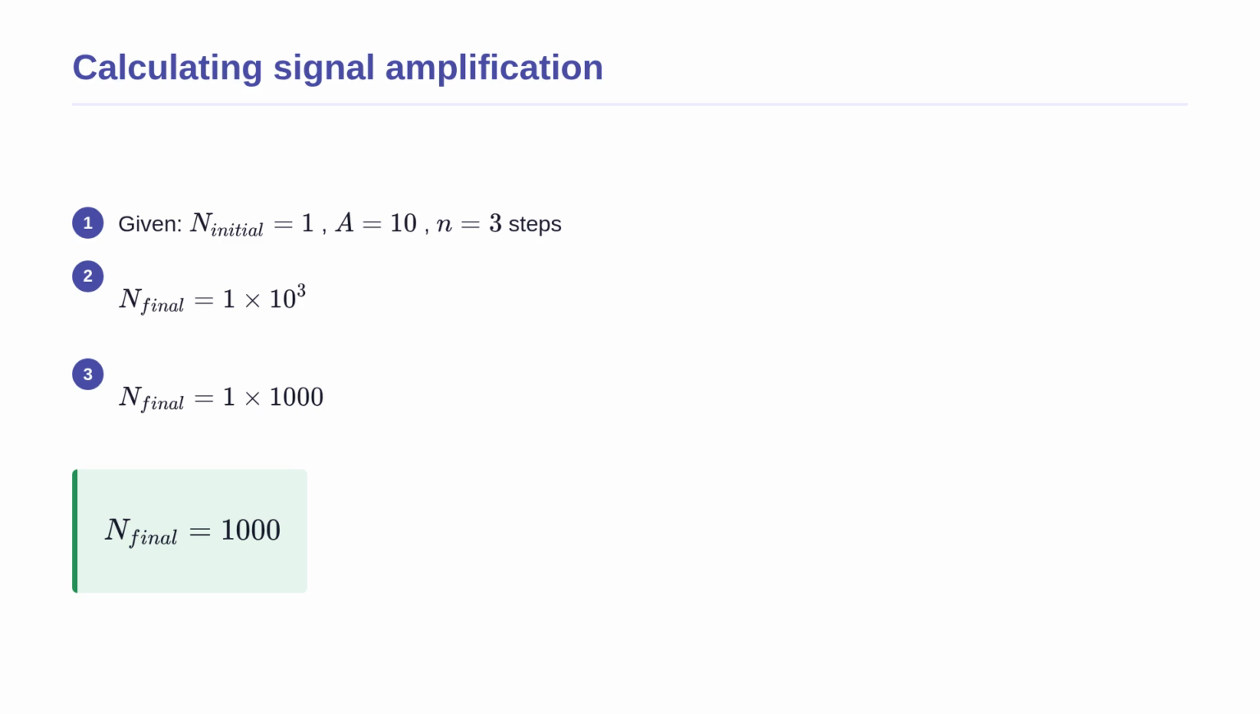produced? We substitute our values into the equation, 1 times 10 raised to the power of 3. 10 to the third power is 1,000. Our final answer is 1,000 molecules of cAMP. Physically, this means just one neurotransmitter molecule altered the state of 1,000 molecules inside the cell, demonstrating the massive power of the doorbell mechanism.